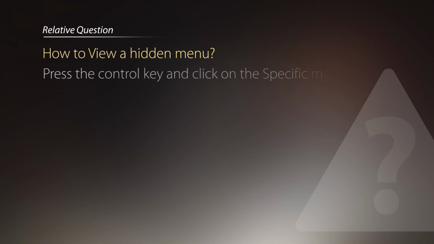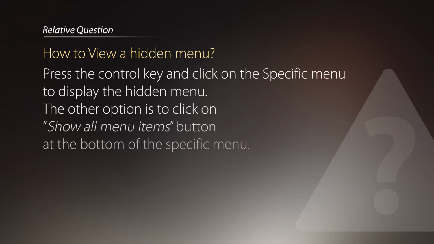Let's talk about the relative question. The only question I raise here is how to view a hidden menu. Press the Ctrl key and click on the specific menu to display the hidden menu. The other option is to click on Show All Menu Items button at the bottom of the specific menu.